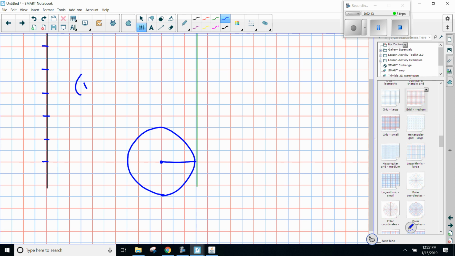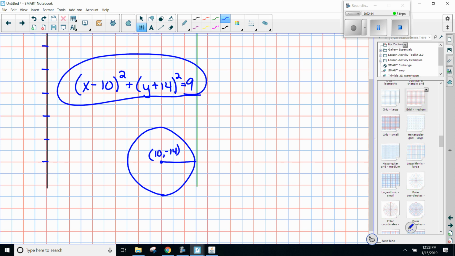The equation for your circle is x, then what? Remember that the center of the circle is 10, negative 14. So it's x minus 10 squared plus y plus 14 squared equals 9. There's your equation. Do you see how you get it? Does everybody see how you get it?